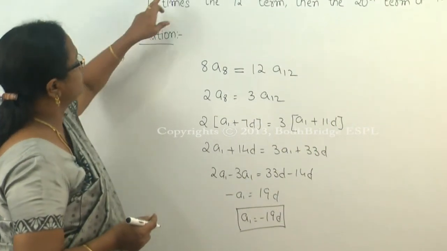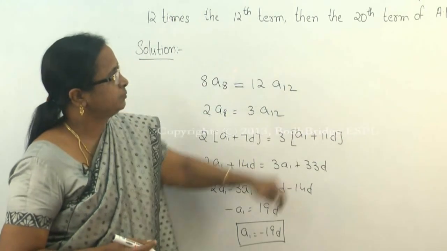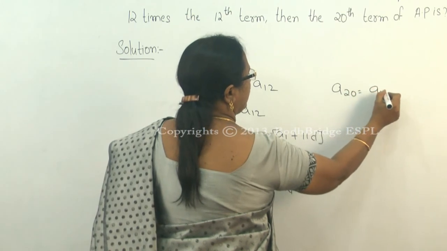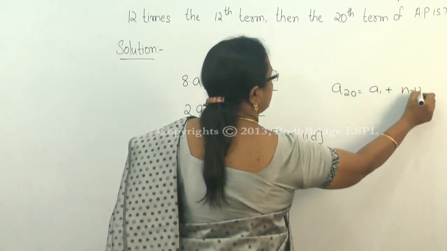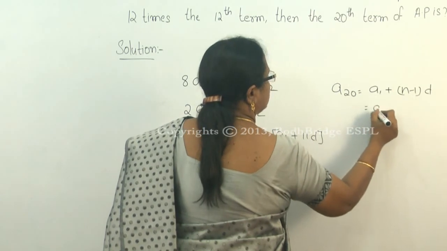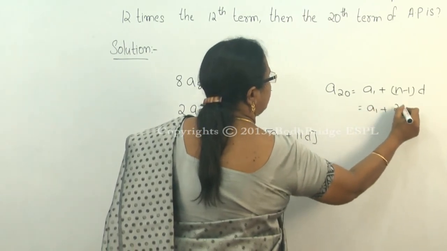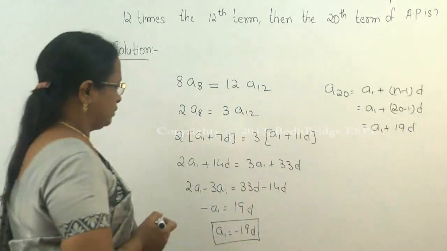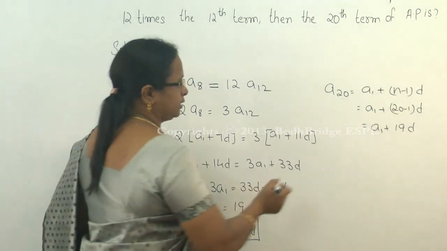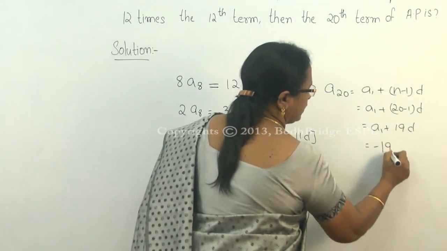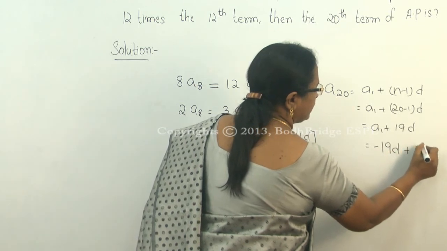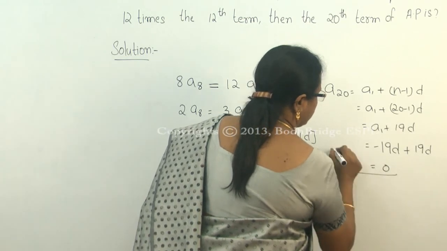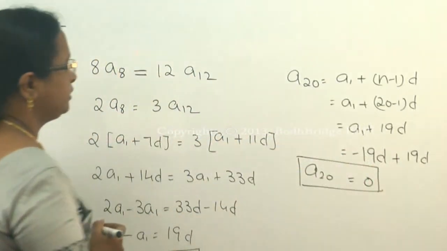And now you have to find out the value of the 20th term of the AP. So the 20th term is A20 equals A1 plus (n minus 1)D, or this is A1 plus (20 minus 1)D, A1 plus 19D. So what is this? A1 equals minus 19D. So you can substitute this here: minus 19D plus 19D, which is equal to 0. Therefore, A20 equals 0. This is the answer. The 20th term is equal to 0.